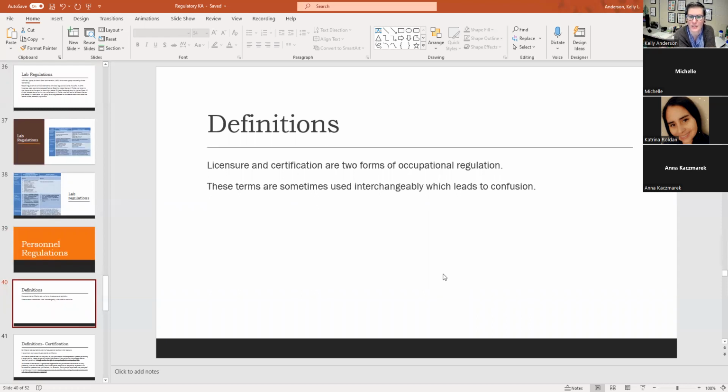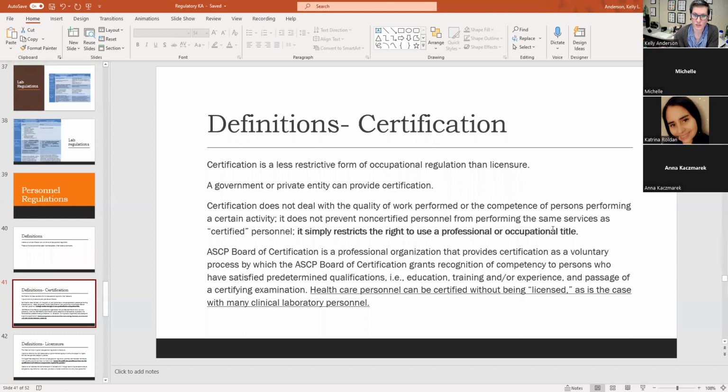There's licensure and there's certification. So that is two forms of occupational regulation as far as personnel. A lot of times these terms get very confused or they're misused. Certification is less restrictive. It can be given by a government or a private entity, and it doesn't deal with the quality of work performed or the competence. It is basically just giving you a title that you can use.